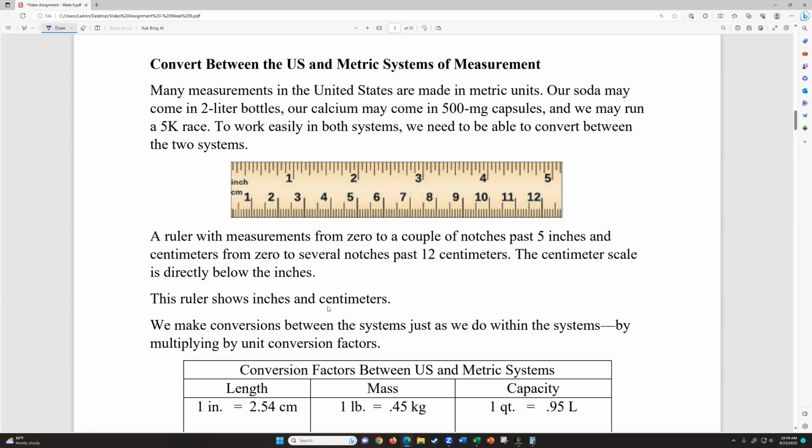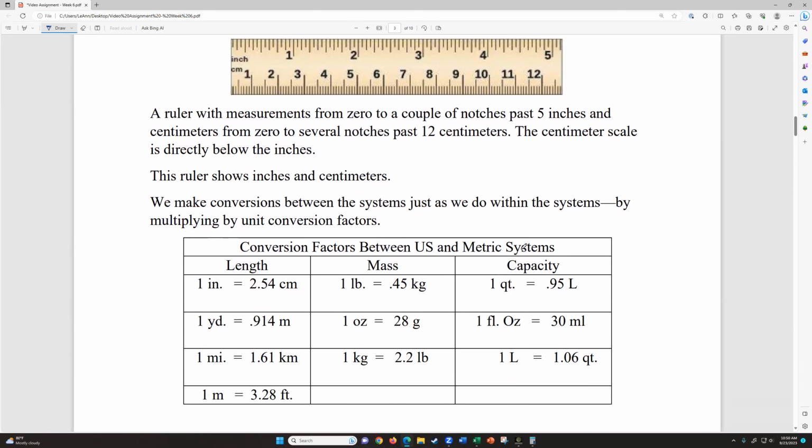And there's actually a measurement down here that we can look for that. So notice that 5 inches and change is roughly almost 13 centimeters, a little over 12 centimeters.